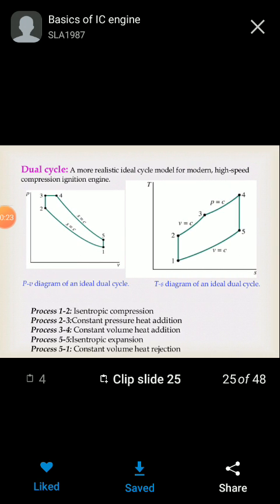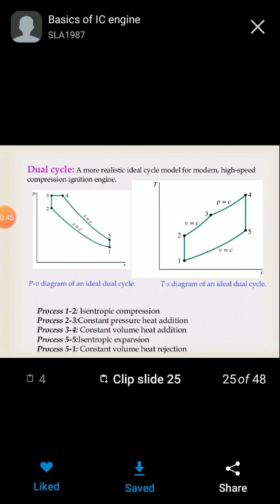The dual cycle. Show the PV diagram and TS diagram of the dual cycle engine. Process 1 to 2 is isentropic compression, process 2 to 3 is a constant volume heat addition process, process 3 to 4 is a constant pressure heat addition process, process 4 to 5 is an isentropic expansion process, and process 5 to 1 is a constant volume heat rejection process.